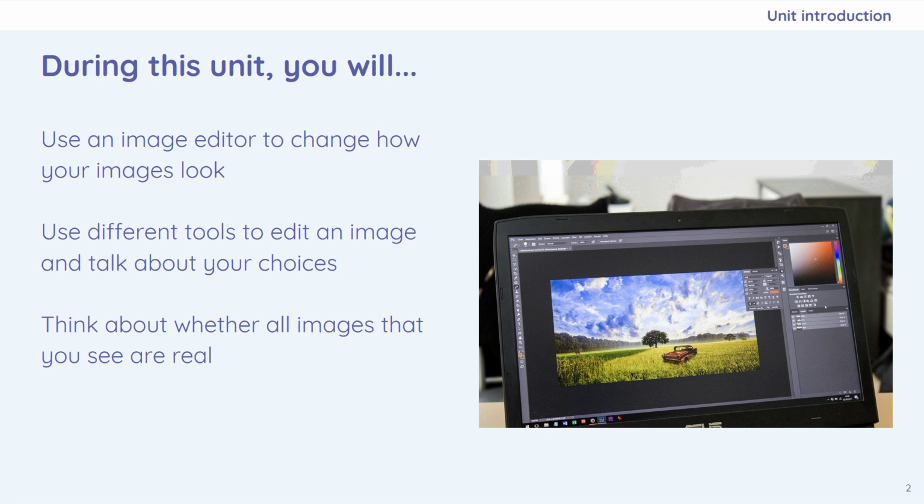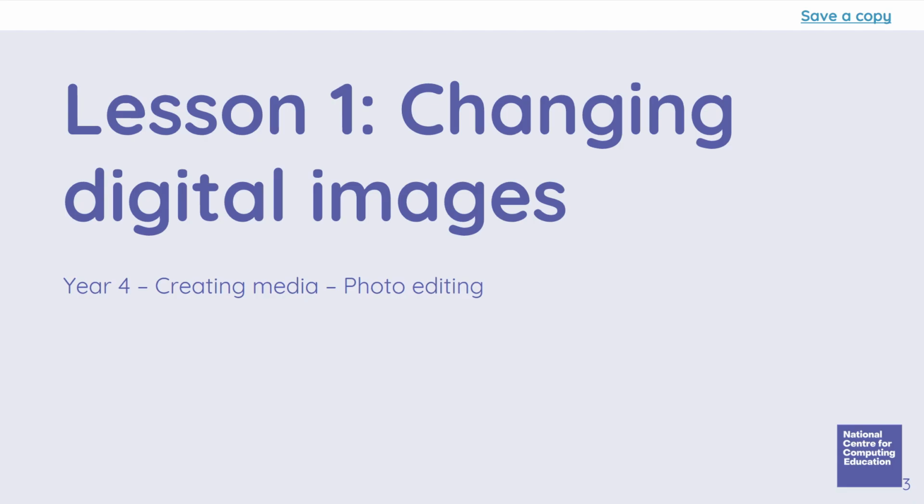We're going to use the different tools to edit an image, and we're going to talk about our choices and why we have chosen to edit an image in a certain way. We're also going to think about whether images that we see are all real. Are the photographs that we see exactly what was happening at the time, or has it been edited? So today is lesson 1, changing digital images.